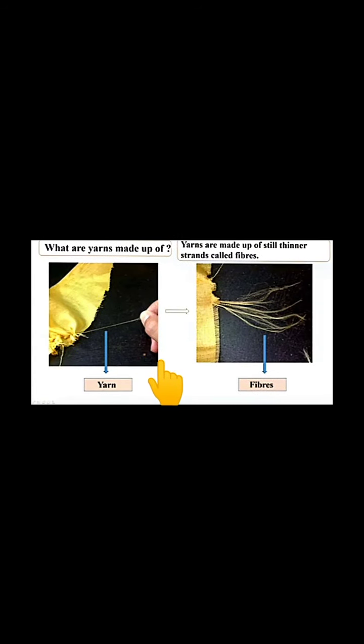This slide is all about activity 2. A person is pulling out the yarn. This is called yarn. A person is gently pulling out the yarn, and later on after scratching, fibers can be seen. So these hair-like threads are called fibers.